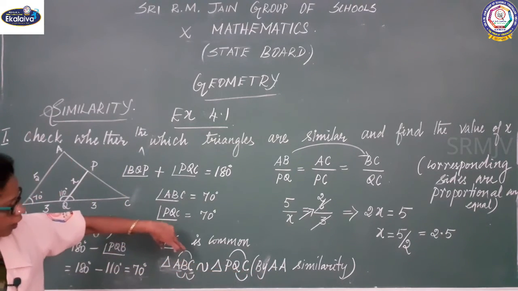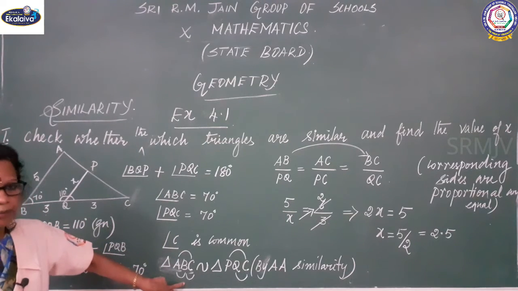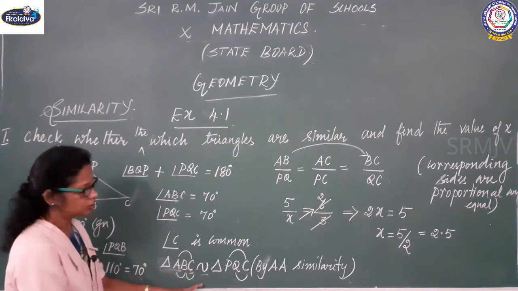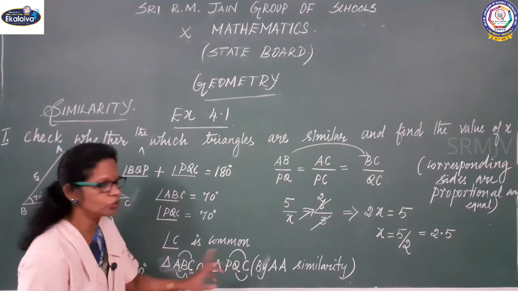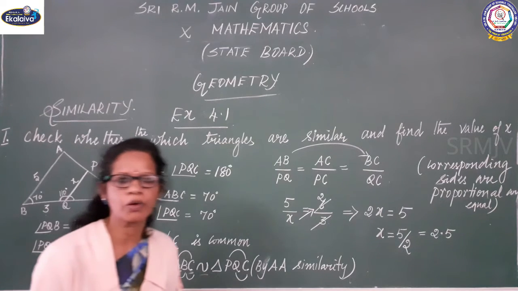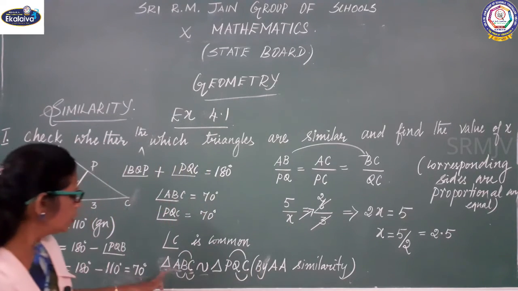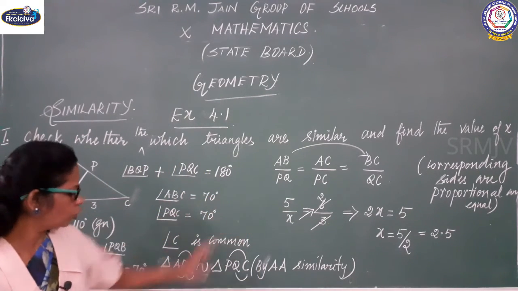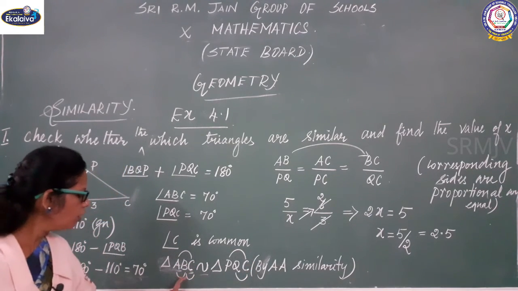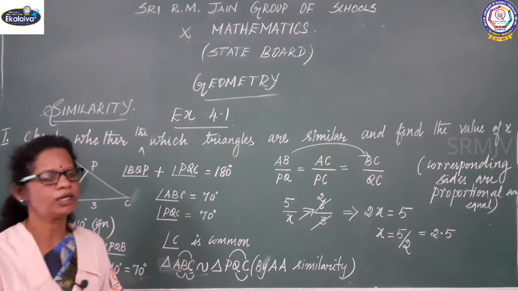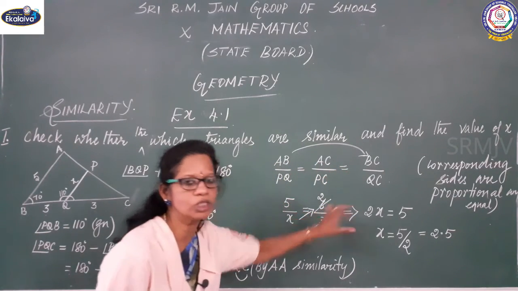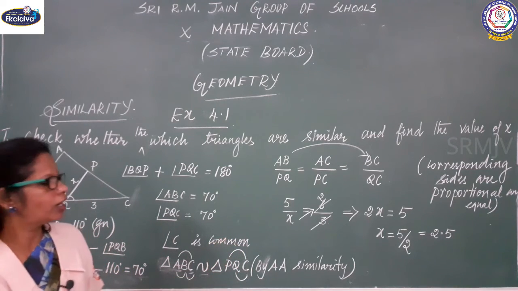Using AA similarity, I conclude triangle ABC, this is the notation for similar, right? Similar to triangle PQC. If I said it is similar, corresponding sides are proportional and equal. Then AB by PQ equals AC by PC equals BC by QC. I know the values of AB by PQ and BC by QC. That alone I relate, right?